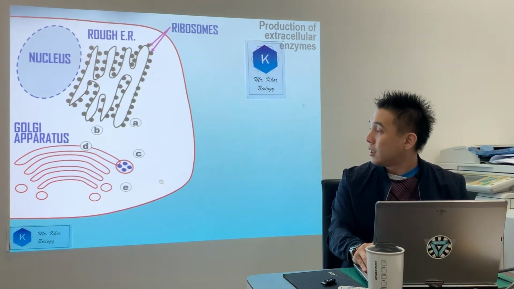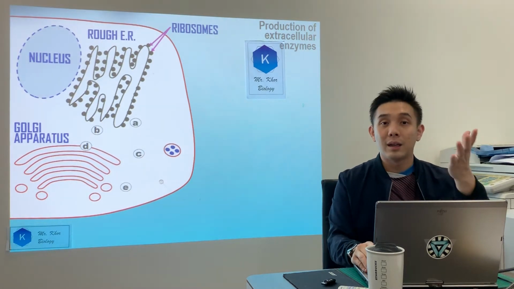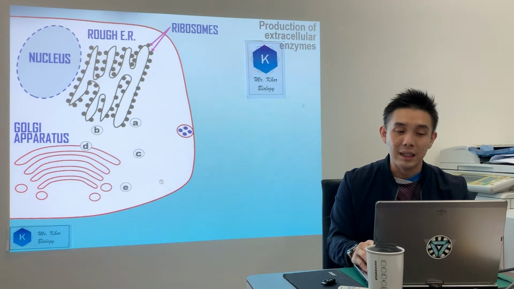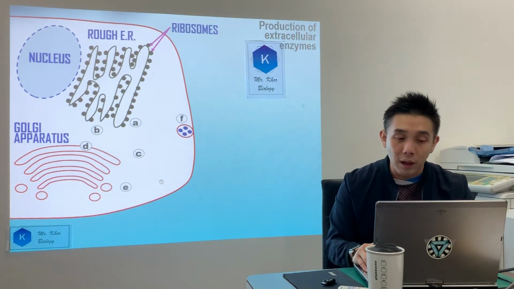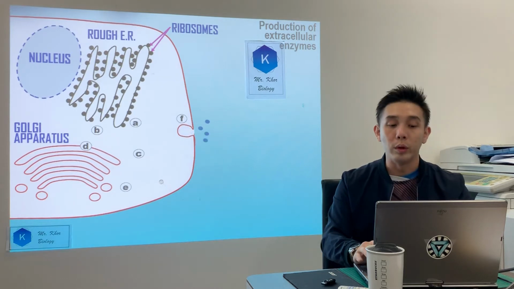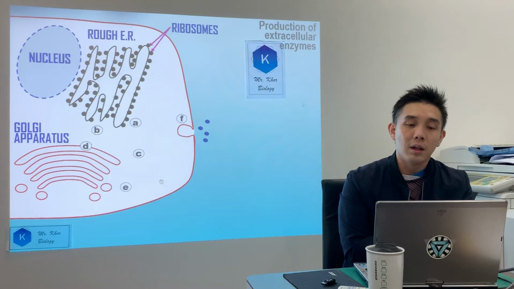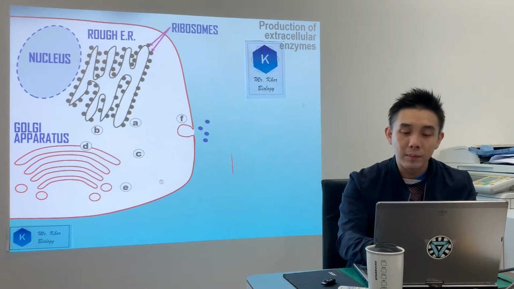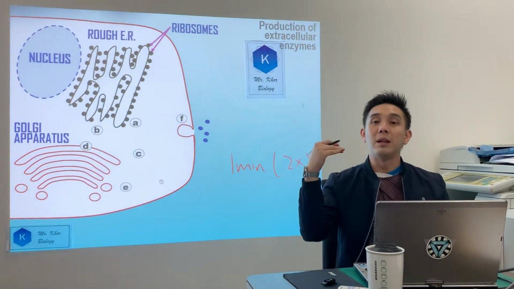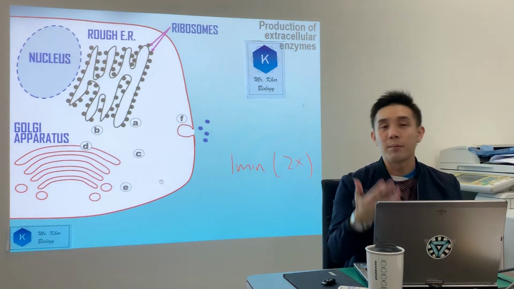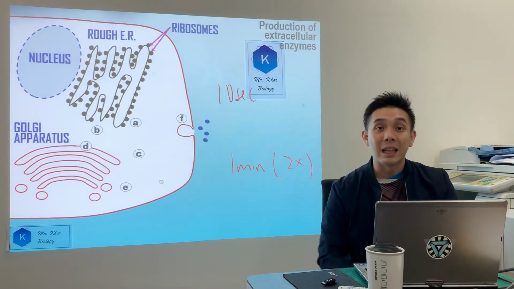Enzymes are now packed into a secretory vesicle. Okay, F word, F-U-S-E. The secretory vesicle will fuse with the plasma membrane to release enzymes out of the cell. Okay, how long did we take? Maybe 1 minute. But this is only our second time. The moment you repeat the third time, the fourth time, the fifth time, I have students doing it in 10 seconds, guys.